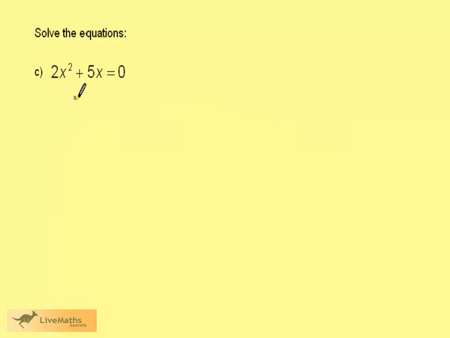We now have 2x squared plus 5x is equal to 0. Once again, we have a common factor of x. To get 2x squared, we need to multiply by 2x. To get plus 5x, we multiply by plus 5. And this is equal to 0. We have to be careful with the shortcut here.